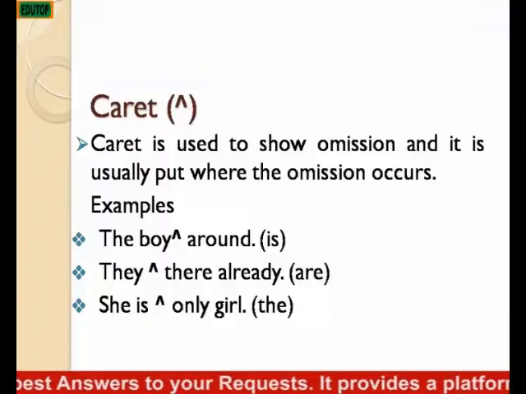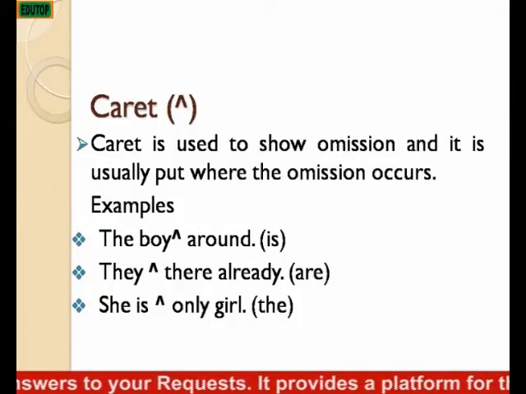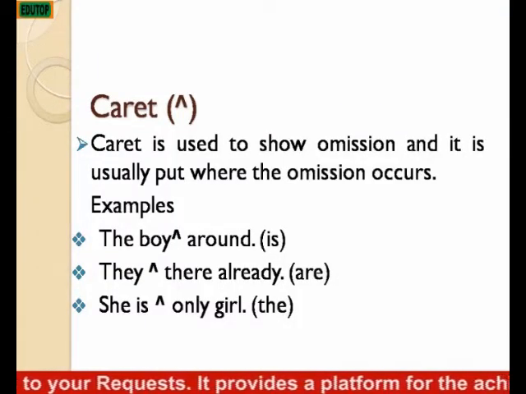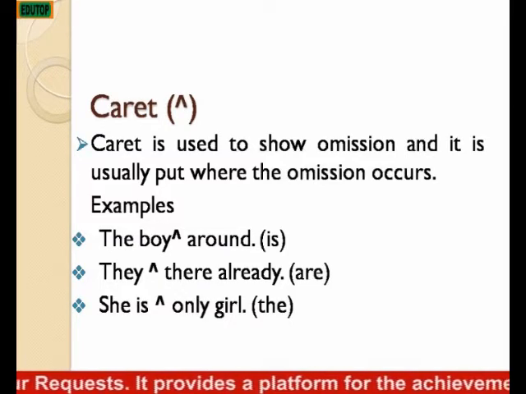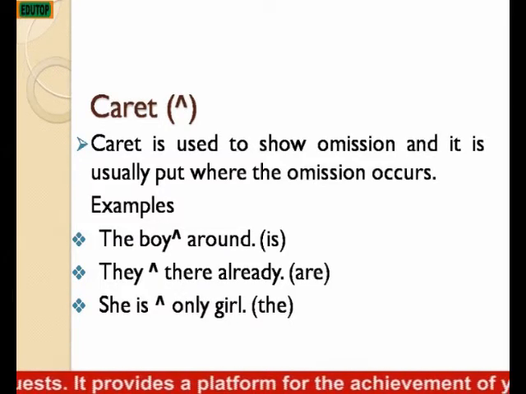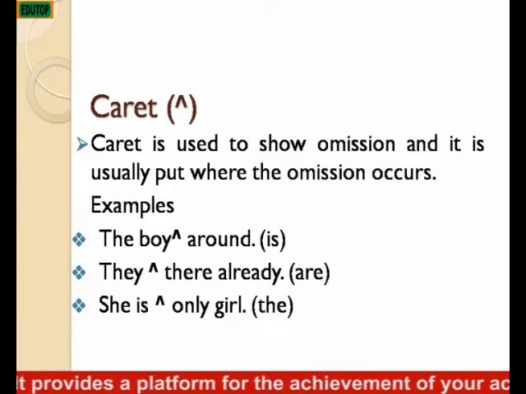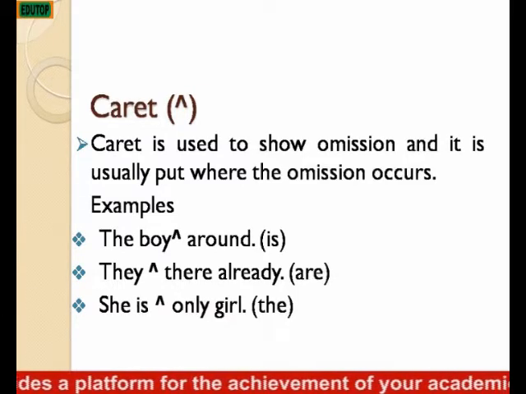The sentence, and in a bracket we have "is". So the caret there indicates that "is" is missing. So if we are putting it back, we will have "the boy is missing". But because "is" is not there, we have a caret.